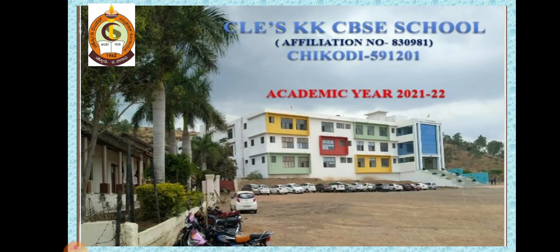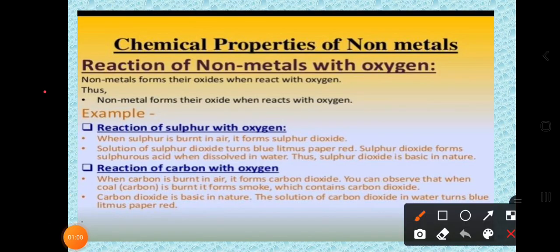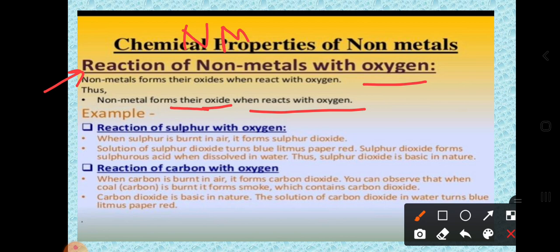So let's discuss today whether it is possible for a non-metal to react with oxygen. Dear students, we are going to learn about the reaction of non-metals with oxygen. When any substance reacts with oxygen, it forms an oxide. So non-metals form their oxides when they react with oxygen.